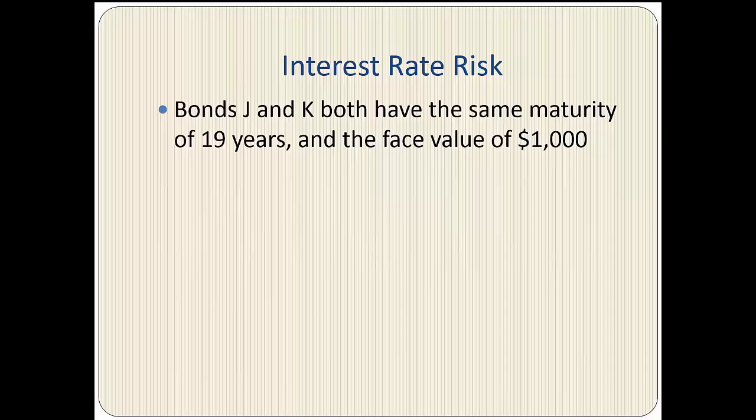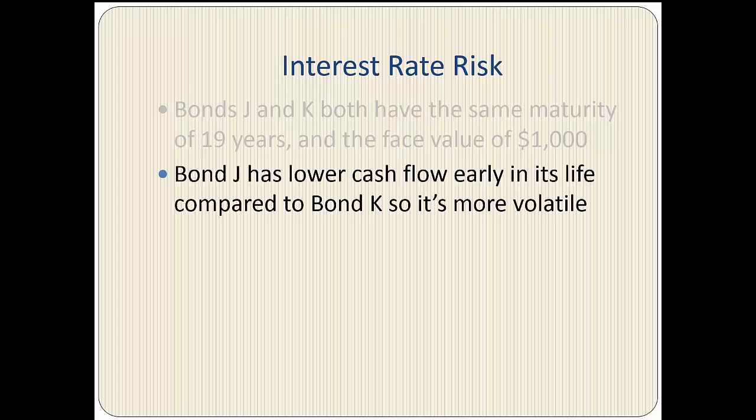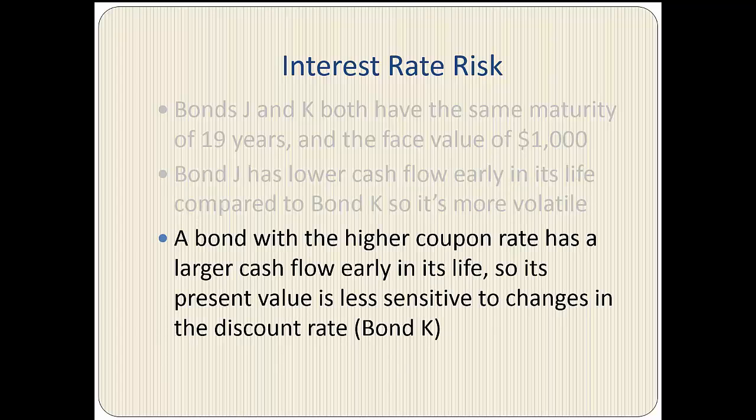Bonds J and K both have the same maturity of 19 years and the face value of $1,000. Bond J has lower cash flows early in its life compared to bond K, so it's more volatile. In other words, bond J has a lower present value in its early years, and so it's more volatile. Conversely, we can say a bond with a higher coupon rate has a larger cash flow early in its life, so its present value is less sensitive to changes in the discount rate, as in bond K.